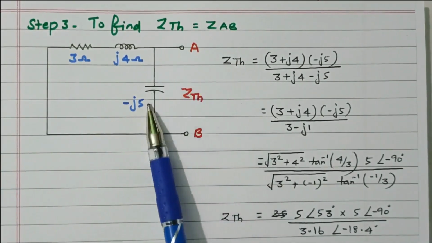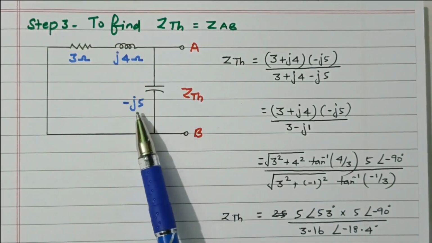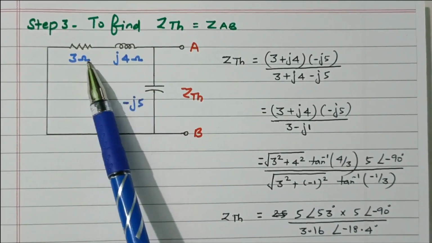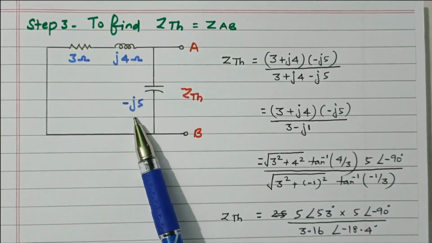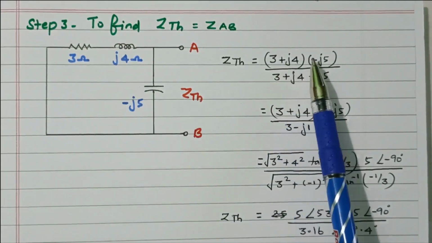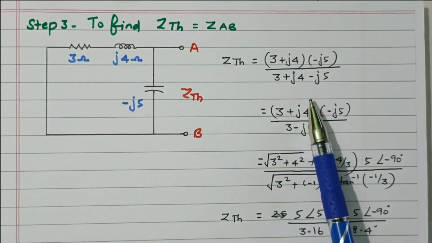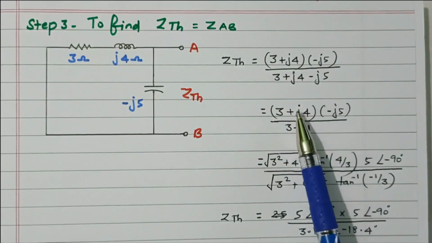So at this point, the current is diverted. So these two are in parallel. J5 is parallel with 3 plus J4. These two are in series. 3 plus J4 in parallel with minus J5. So the two things are parallel, and the formula is R1 into R2 divided by R1 plus R2.